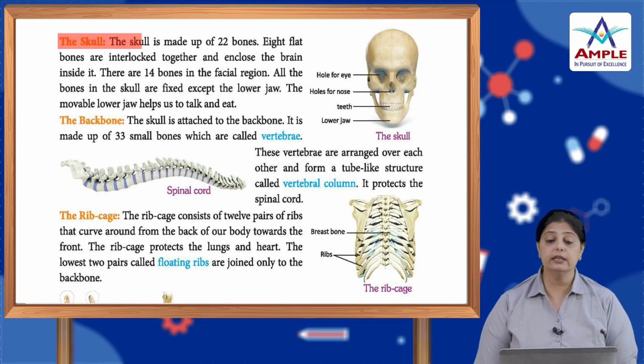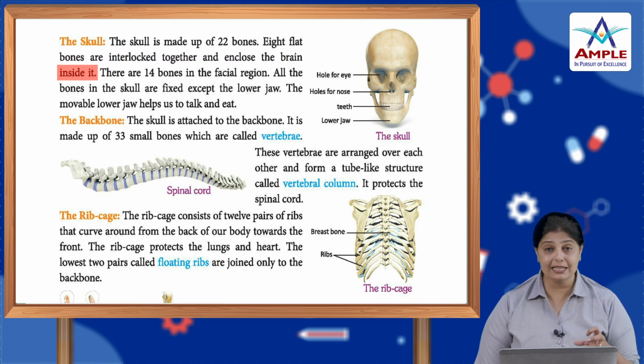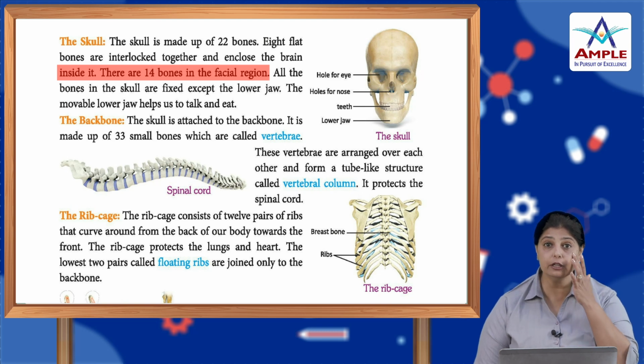The skull is made up of how many bones? 22 bones. 8 flat bones are interlocked together and enclose the brain inside it. So there are 8 bones that protect the brain. There are around 14 bones in the facial region. If you touch with your hand, you can feel the bones.